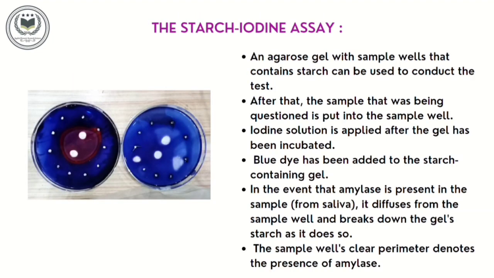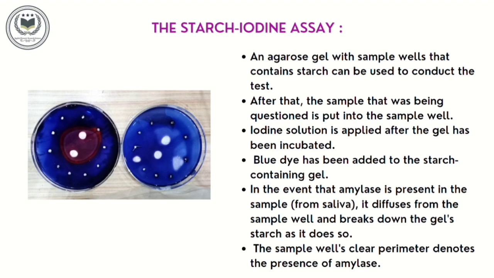The same test can be done with agarose gel. Make agarose gel in a petri dish, make sample wells, load the questioned sample in the center of the petri dish, and incubate it overnight. The next day, add Lugol's iodine solution to it. We will observe the blue color of the starch-containing gel. Here, amylase is present in the sample from saliva. It diffuses from the sample well and breaks down the gel starch as it does so, and a clear perimeter around the sample well denotes the presence of amylase.